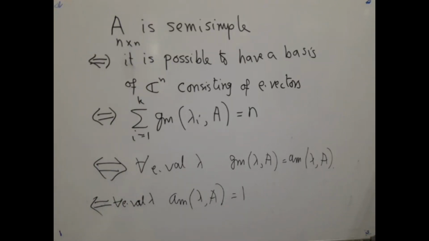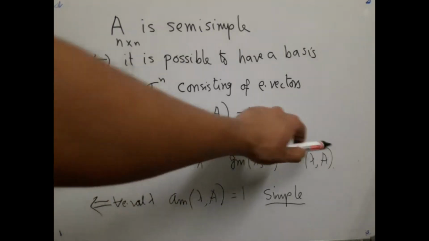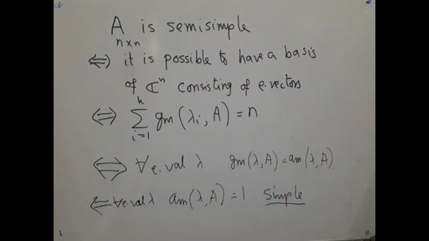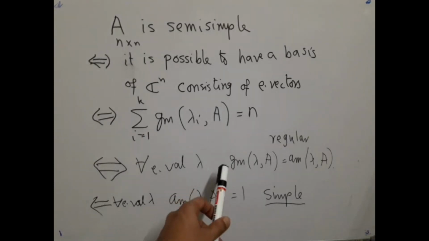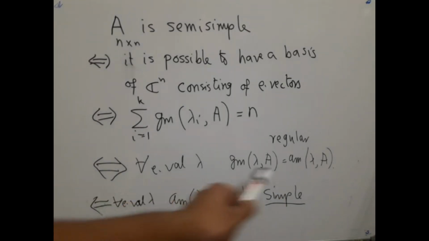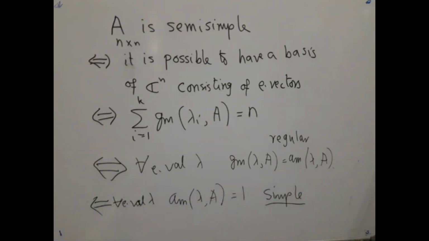This motivates defining an eigenvalue to be simple if its algebraic multiplicity equals 1. And similarly, if this condition holds, we call such an eigenvalue regular. That is, geometric multiplicity equals algebraic multiplicity. So this may be expressed by saying a matrix is semisimple if and only if all its eigenvalues are regular.